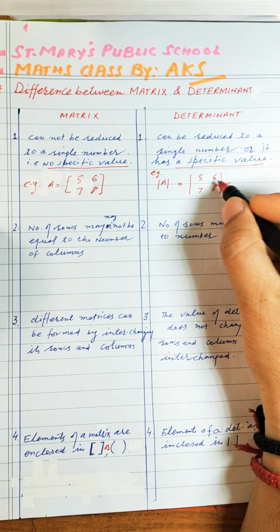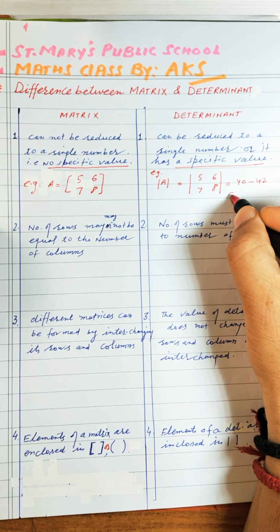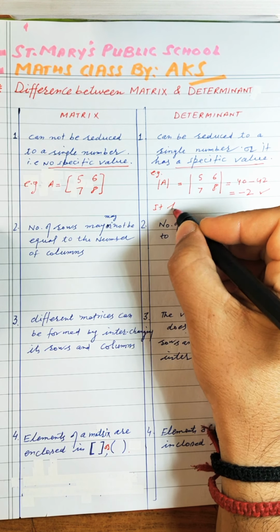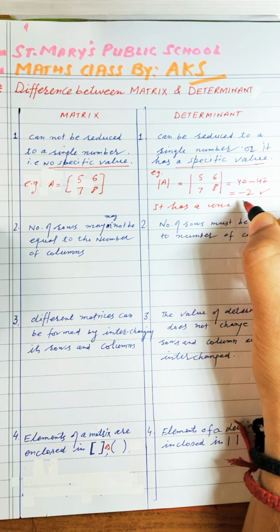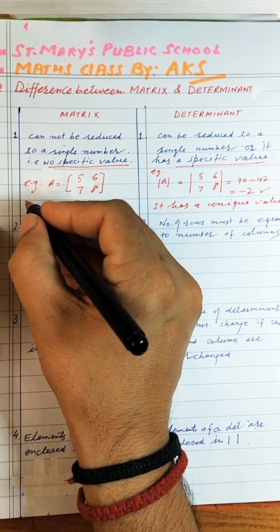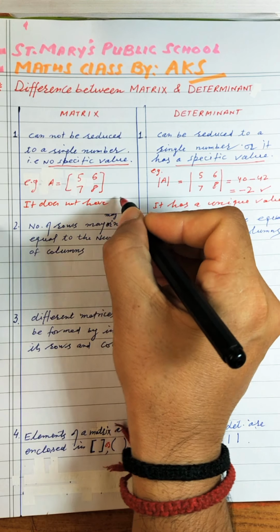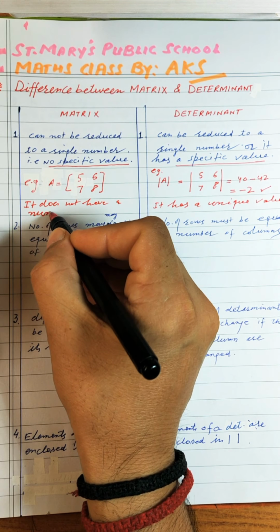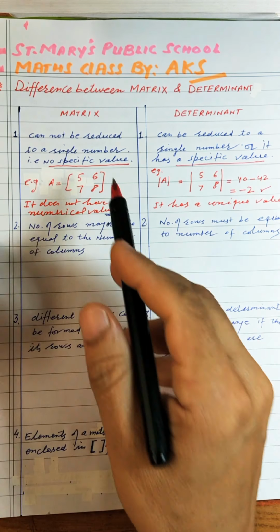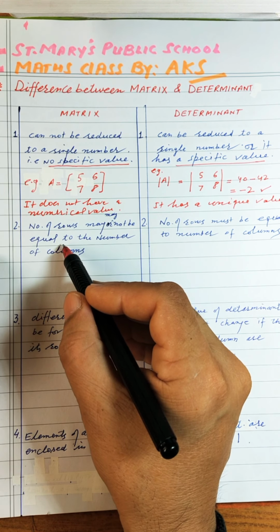We can simplify it. 5 8s are 40 minus 7 6s are 42, then minus 2. The minus 2 is the value. It means it has a unique value. And a matrix does not have a numerical value. Got it? First point.